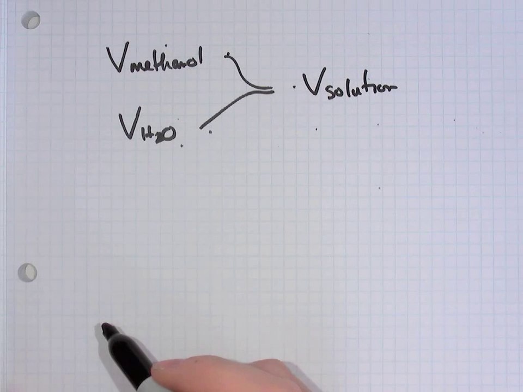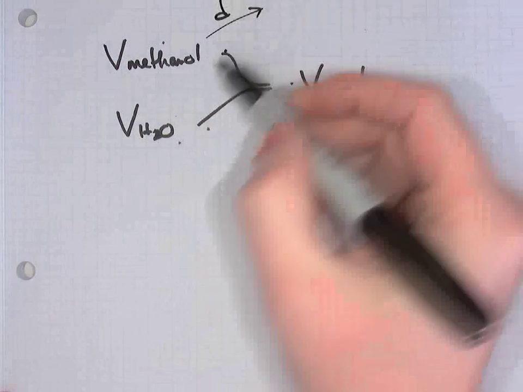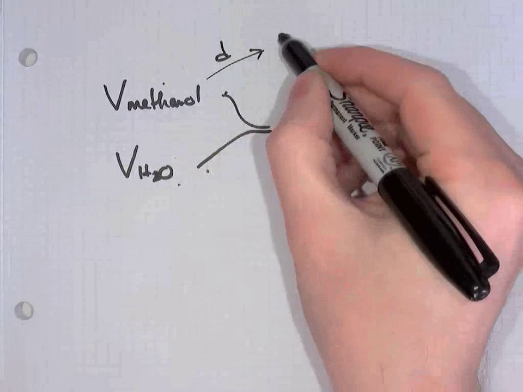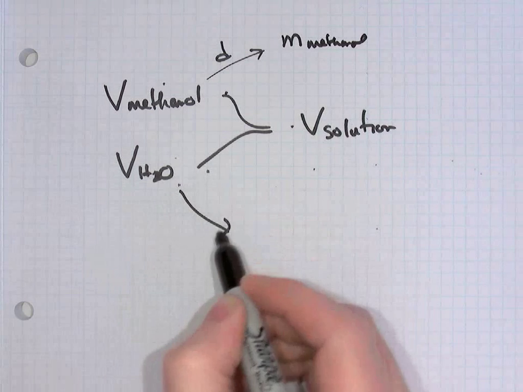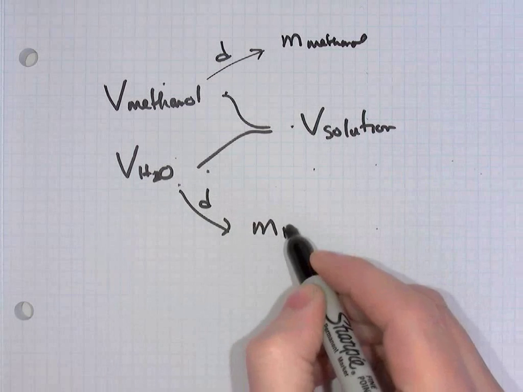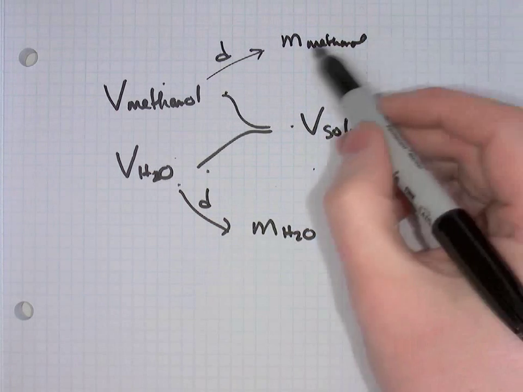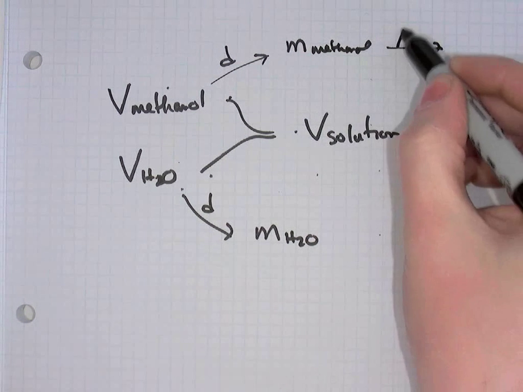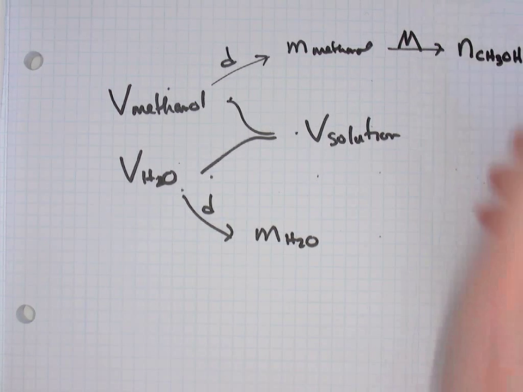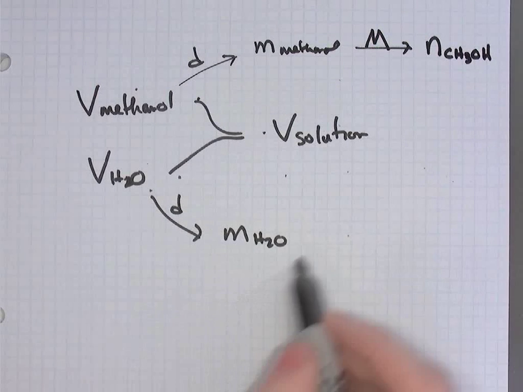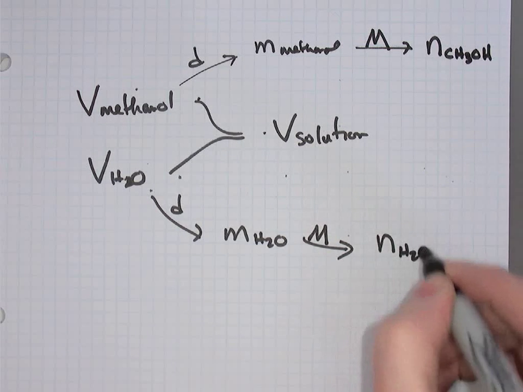Keep that in mind. We were given densities, grade 9 science. We know that if we use density, we can convert volumes to masses. So mass of methanol, and using the density of water, we can find the mass of the water. Now what else could we do? We have molar masses, so if we know masses, we can use molar mass to find moles of methanol, moles of CH3OH, and if we use water's molar mass, we can get moles of water.